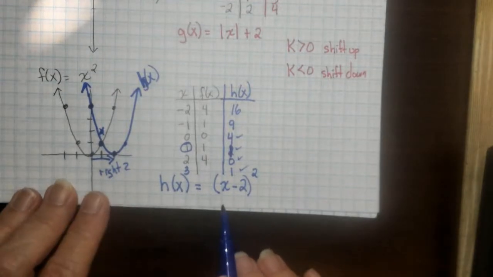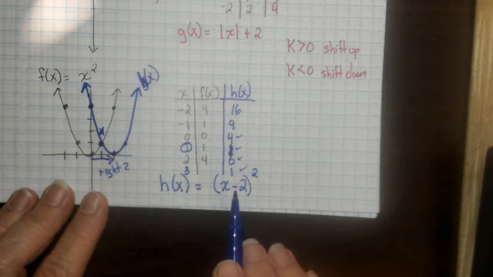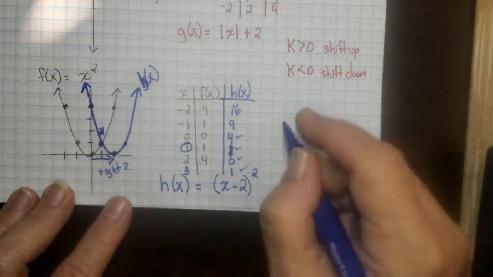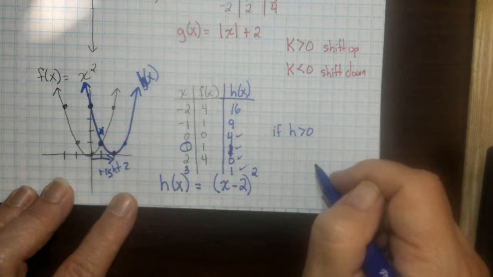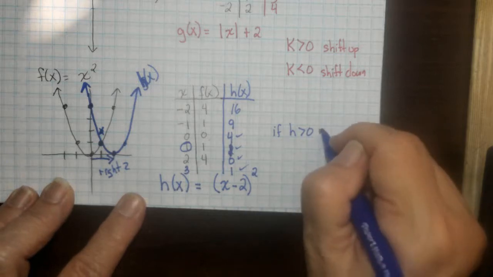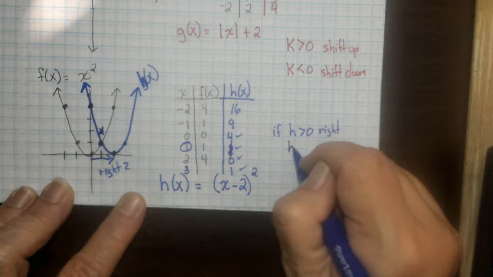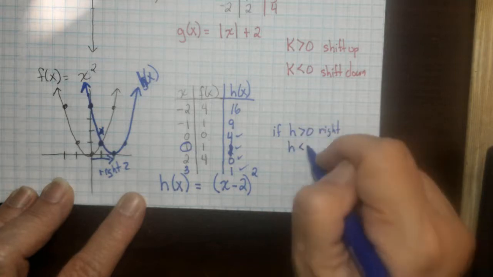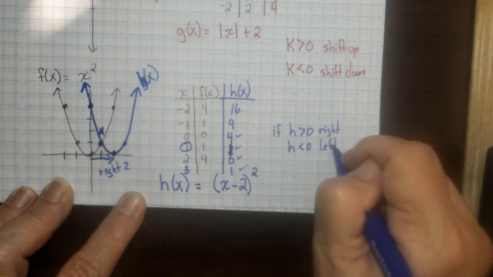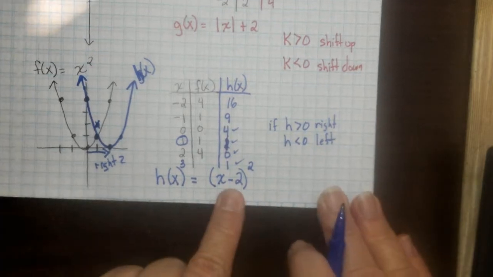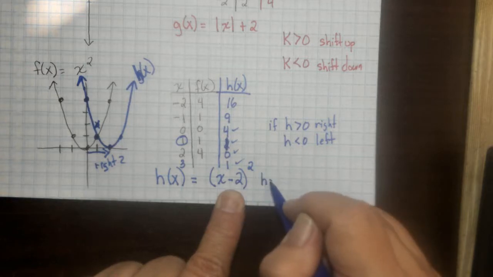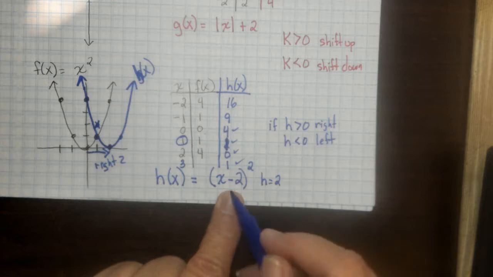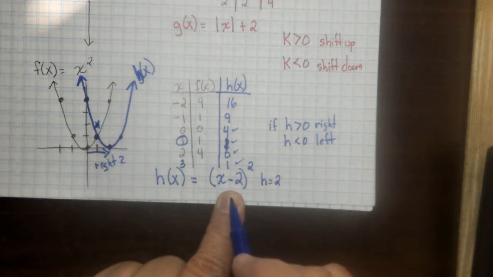Now, I have often had people say, Ms. Collier, it says minus. Wouldn't minus mean go to the left? So let's be clear what we have here. If h is greater than 0, so if h is a positive number, we go to the right. And if h is less than 0, we go to the left. So like right here, what is my value of h? If I have x minus 2, h is equal to 2. Because the equation has minus in it.